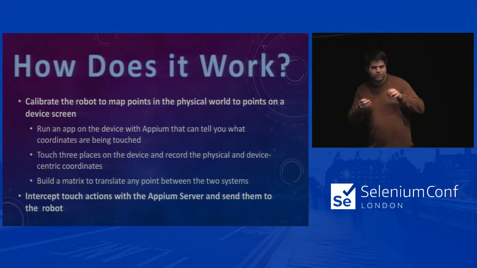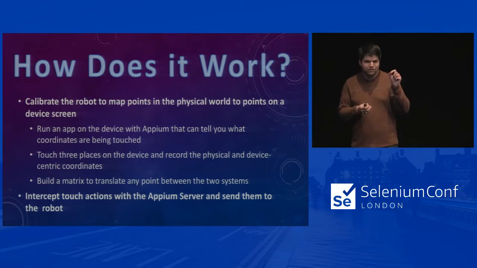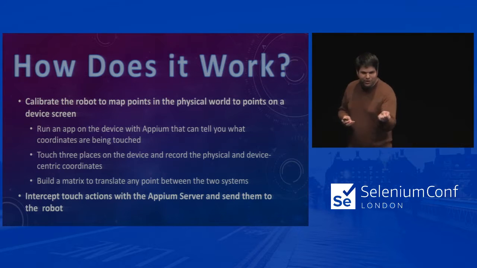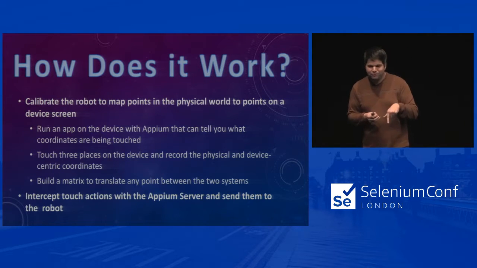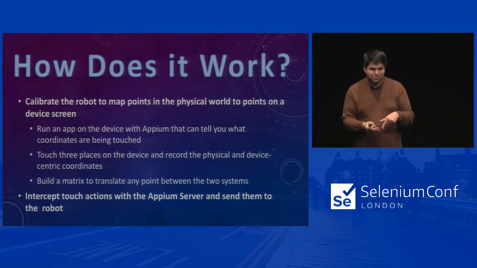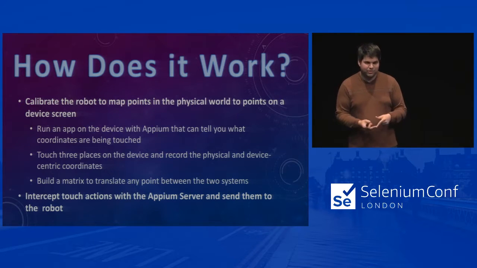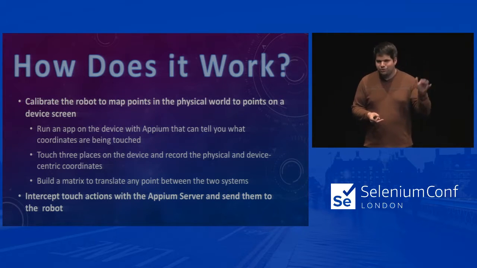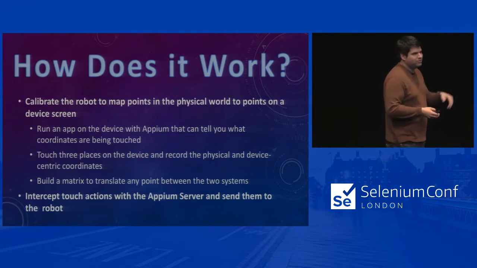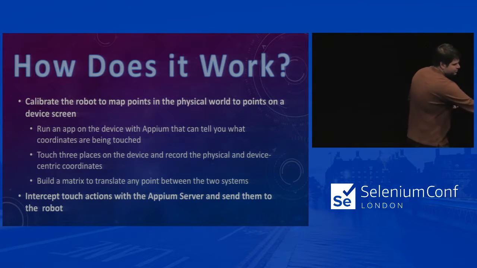So we have a sample app we put under Appium that just tells you what you're touching on the screen. We lower the robot's finger until he touches the screen. Our app then displays the coordinates, which we read with Appium, because it's just a web element in an app. And then we touch it in two other places. Some fancy math happens with matrices. I'll show you some shots.